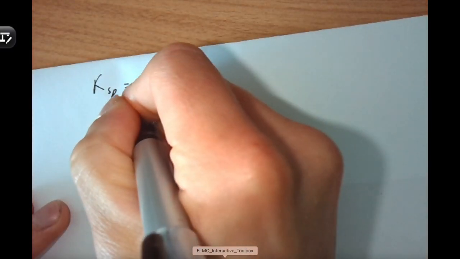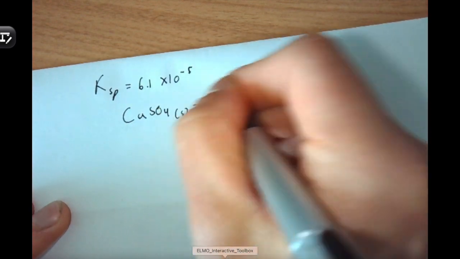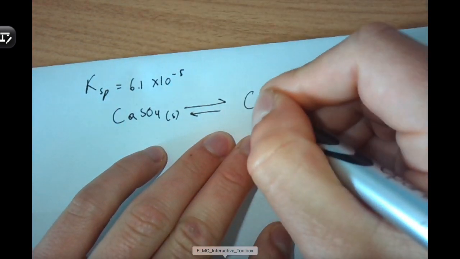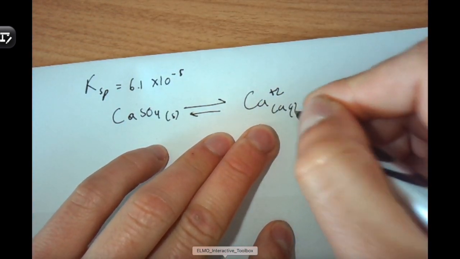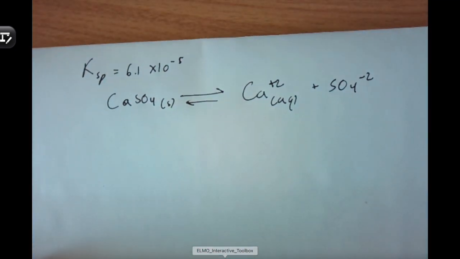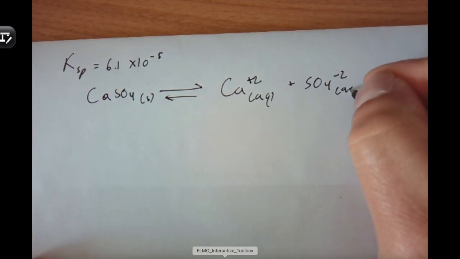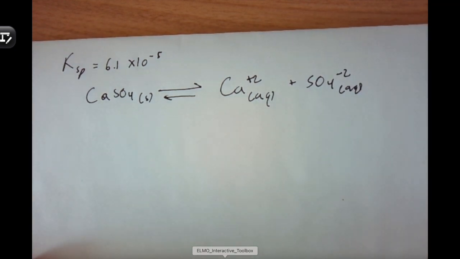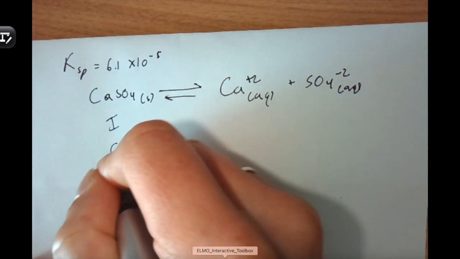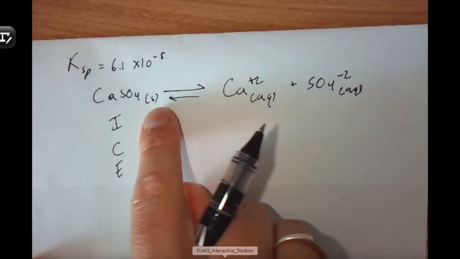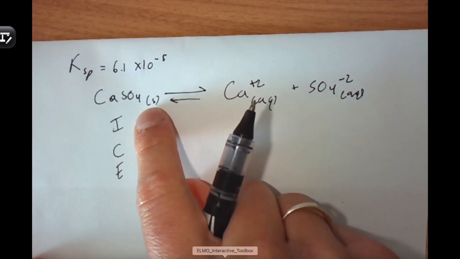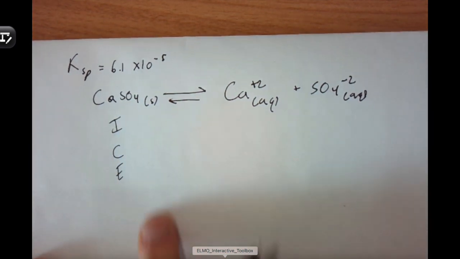CaSO4 is our solid, and it would break down into 2 ions. It would break down into calcium +2 and sulfate, SO4. Now I can start to create an ICE chart around this. If you're wondering why I'm ignoring this, it's because this is a solid and it's going to be saturated anyway for this to exist in the first place, so it doesn't really change.